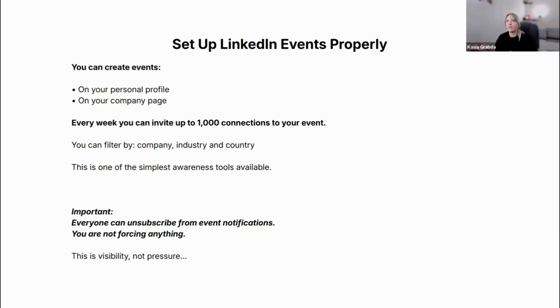So imagine if you have, let's say, 5,000 people in your contacts. If you're creating a webinar, masterclass, or any event on your profile, then you can invite over 5,000 people in a space of 5 weeks. You can do this less and be more strategic. You can filter it by company, industry, country, or even city.